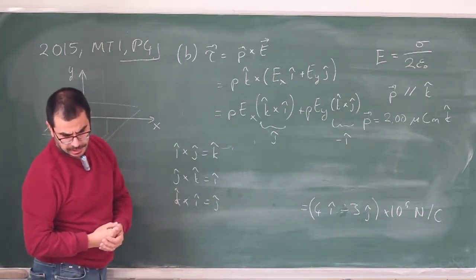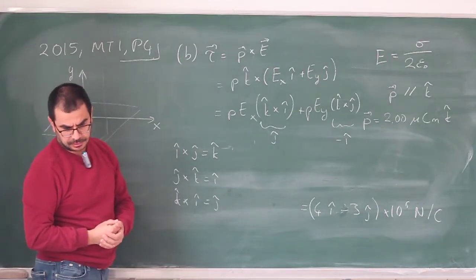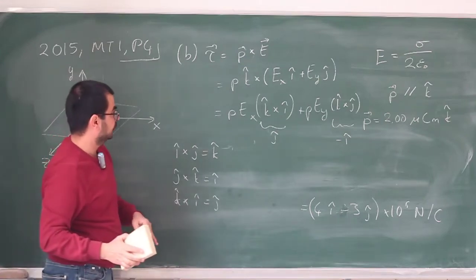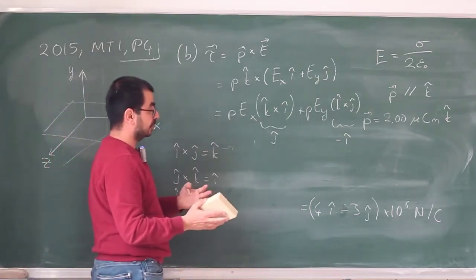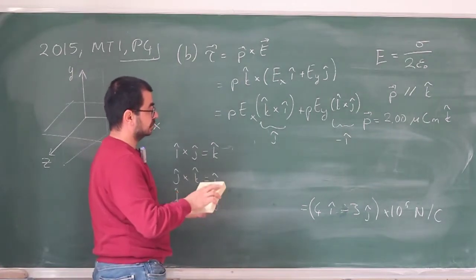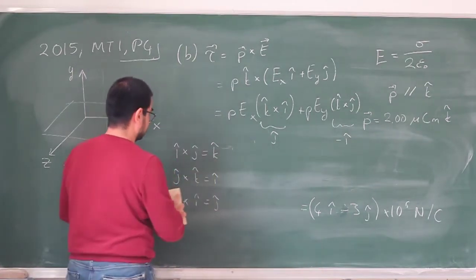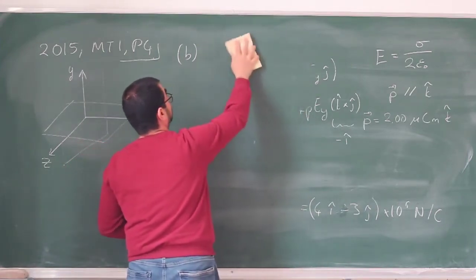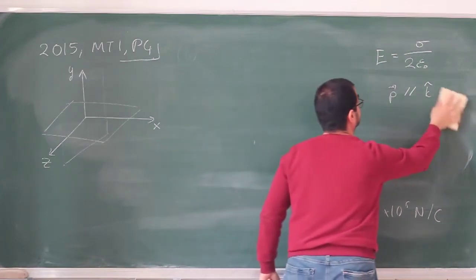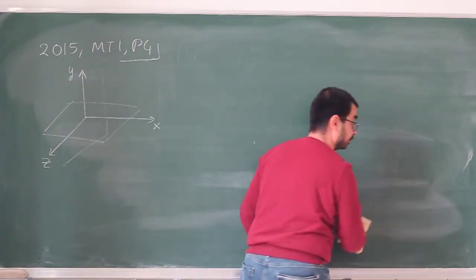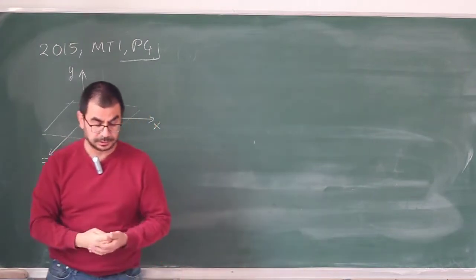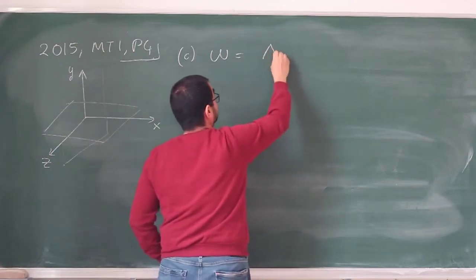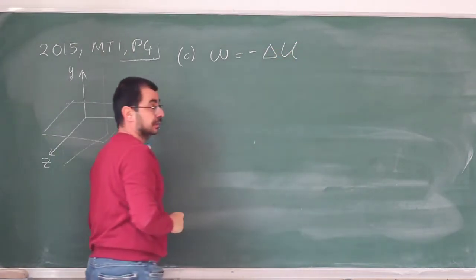Then they are asking how much work is done by the electric field on the dipole until it's aligned with the electric field. So currently it's not aligned. The electric field is pointing in some x and y direction. This is pointing in some z direction. So if we rotate this, how much work is going to be done? Now, to do that, you have to recall the definition of work done from mechanics. And the work done, part C, is the change in potential energy with the negative sign.